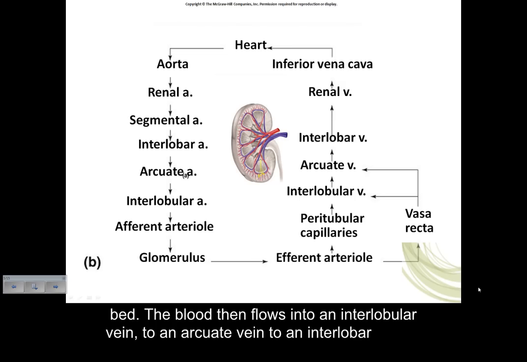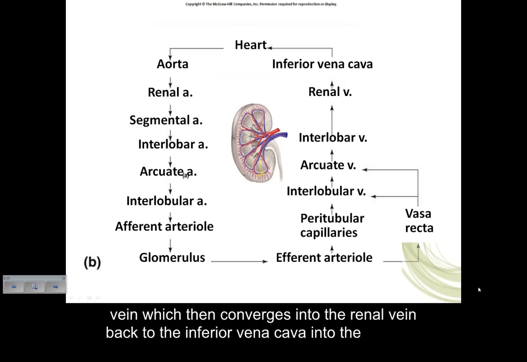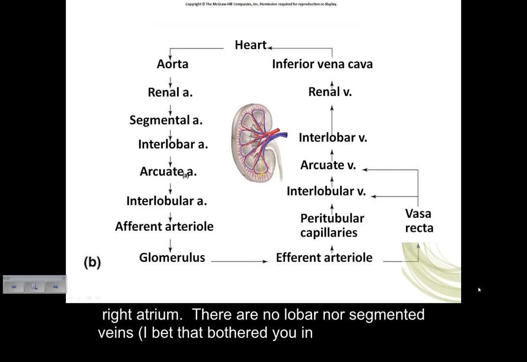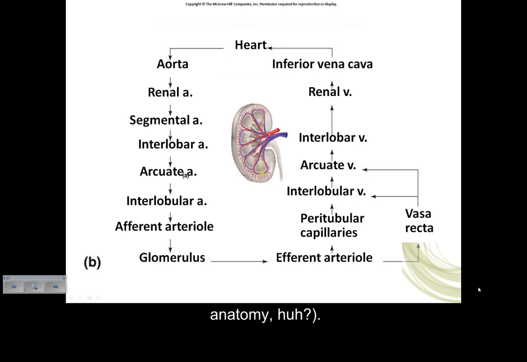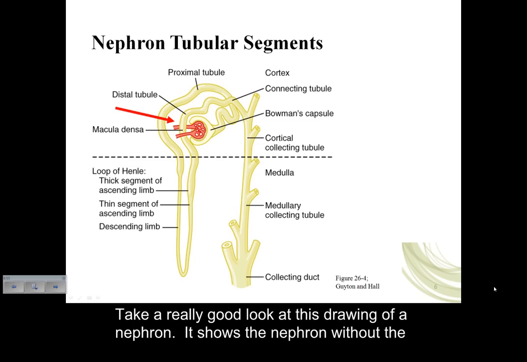The blood then flows into an interlobular vein, to an arcuate vein, to an interlobar vein, which then converges into the renal vein, back to the inferior vena cava, into the right atrium. There are no lobar nor segmental veins. I bet that bothered you in anatomy, huh? Take a really good look at this drawing of a nephron.